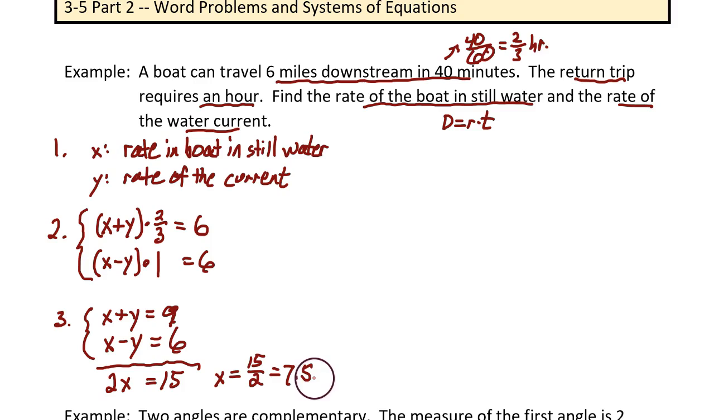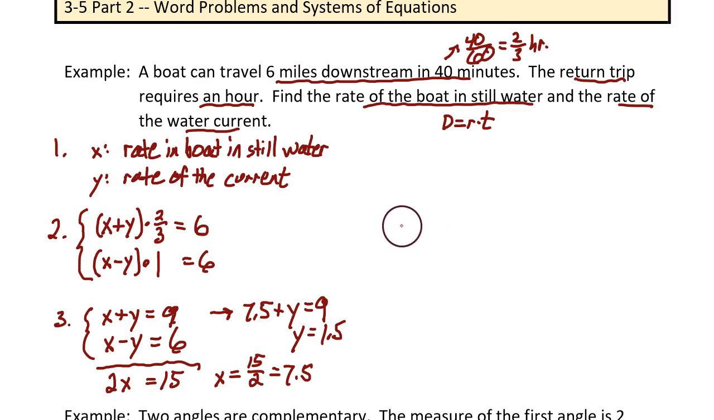Now we need to get an answer for y to find the speed of the current. Because we know the answer for x is 7.5, we can substitute it in place of x in the first equation. 7.5 plus y equals 9. Then subtract 7.5 from both sides to get 1.5.